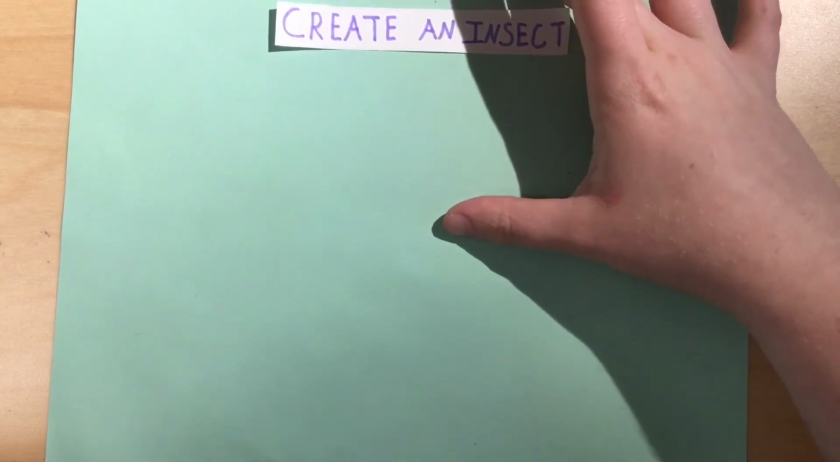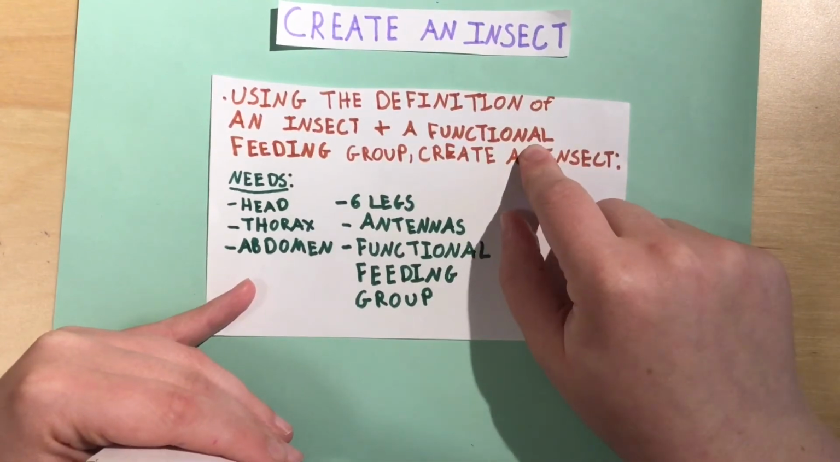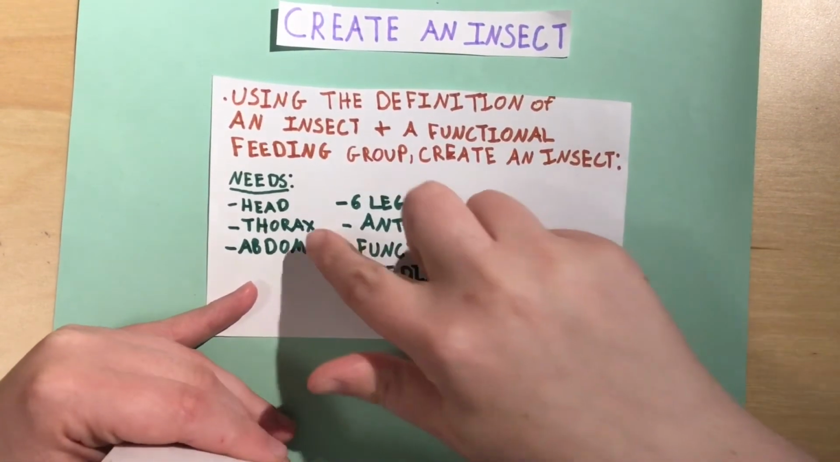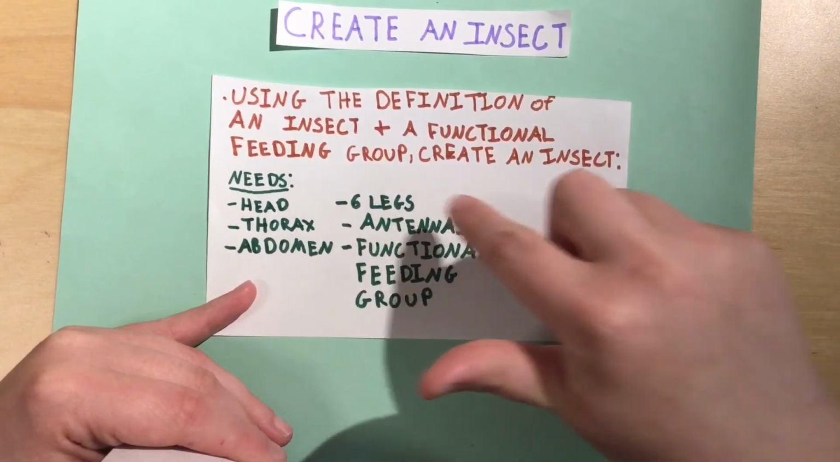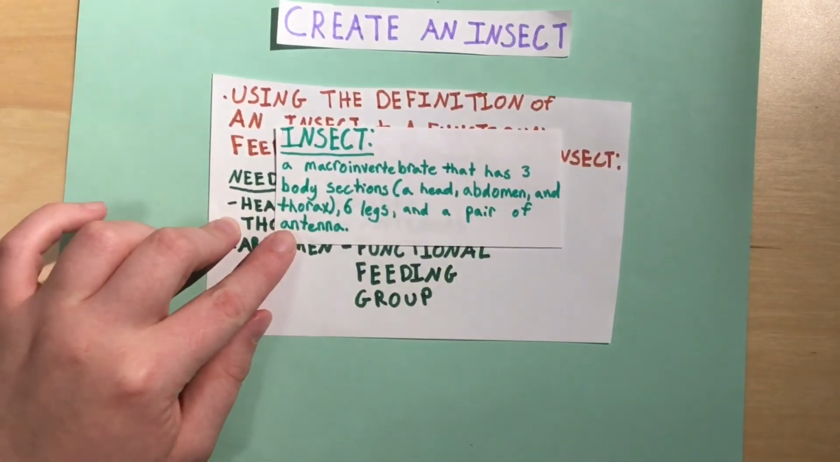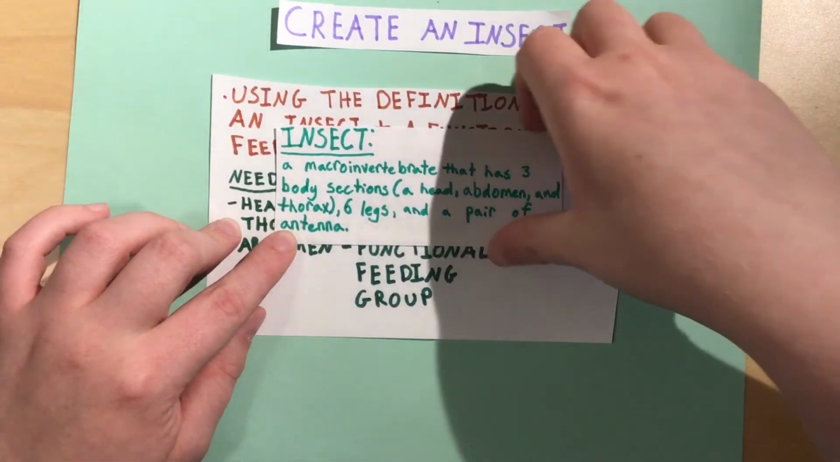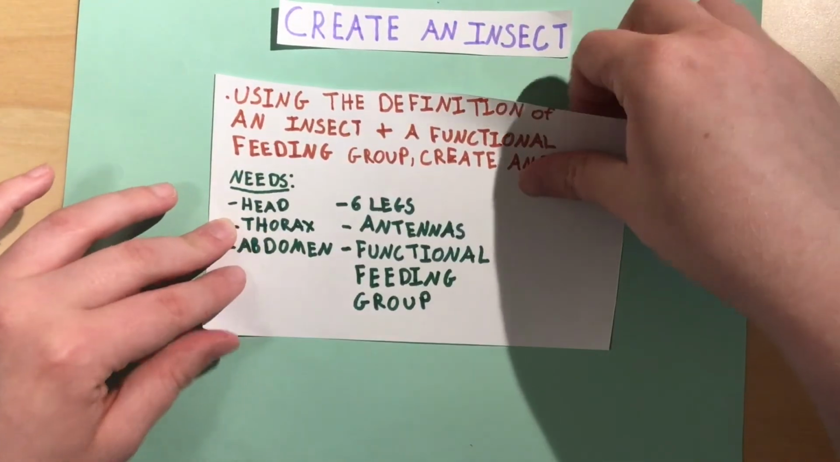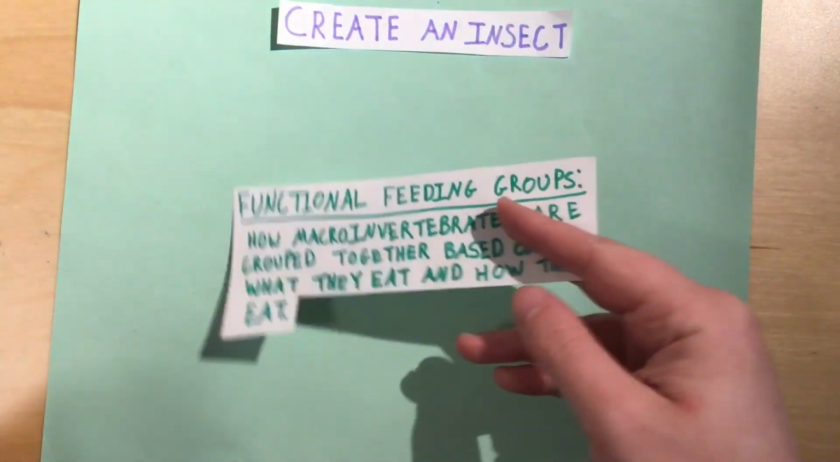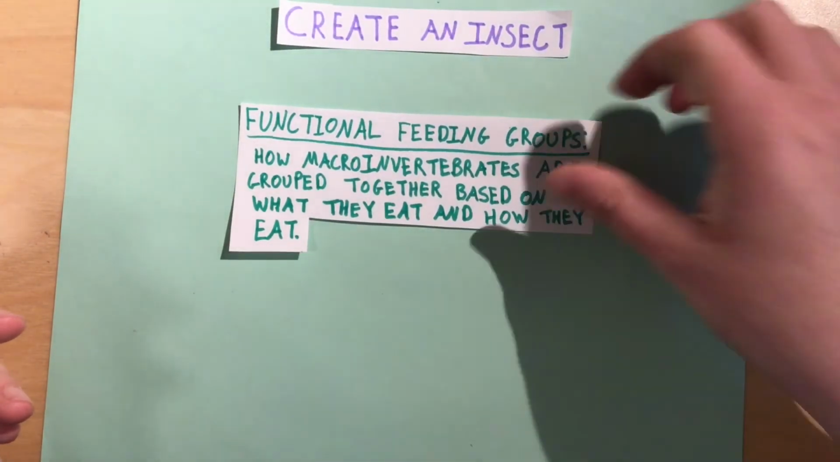So the next thing we're going to do is we're going to create an insect. So using the definition of an insect and a functional feeding group, we'll create an insect. So it needs a head, thorax, abdomen, 6 legs, antenna, and a functional feeding group. Again, the definition of an insect is a macroinvertebrate that has 3 body sections, a head, abdomen, and thorax, 6 legs, and a pair of antennae. For our functional feeding groups, these are how macroinvertebrates are grouped together based on what they eat and how they eat it.